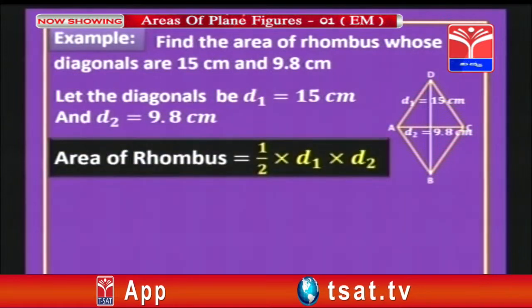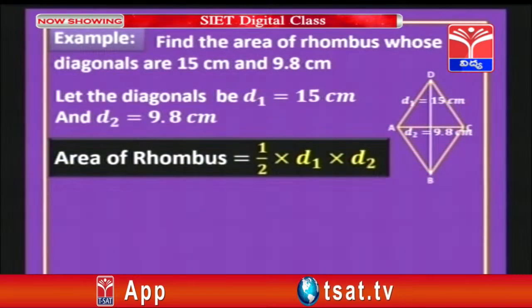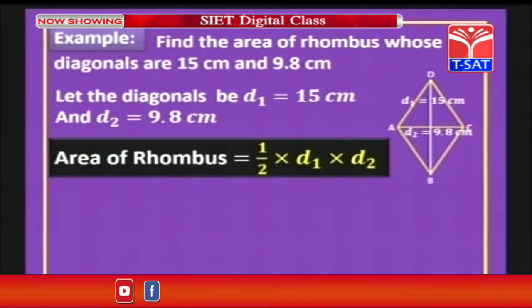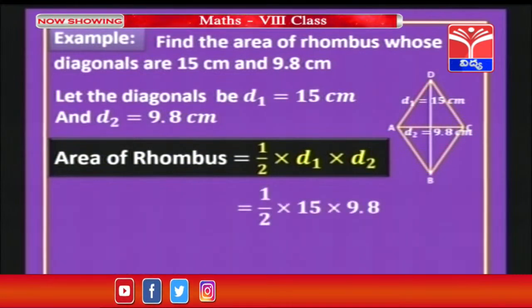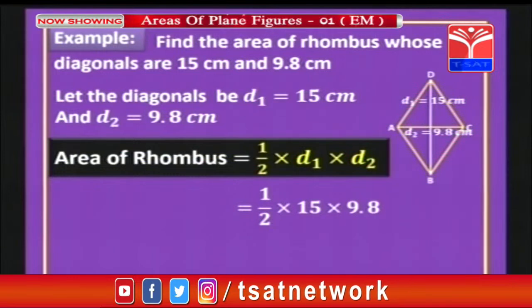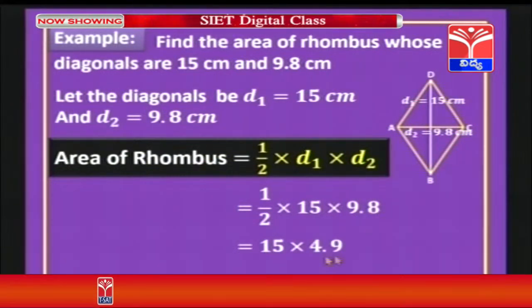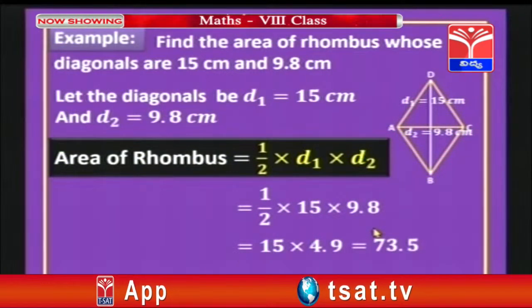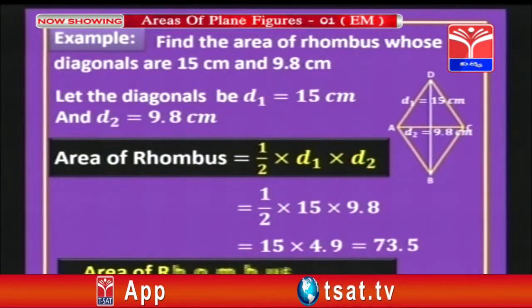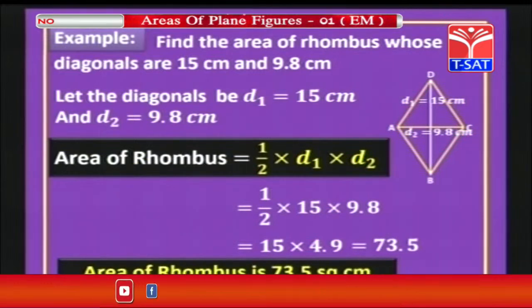Area of rhombus is half into D1 into D2. Let us substitute the values, children. So half into D1 is 15 into D2 is 9.8. On simplification we get 15 into, half of 9.8 is 4.9, so 15 into 4.9 you get 73.5. Therefore the area of the rhombus is 73.5 square centimeters.